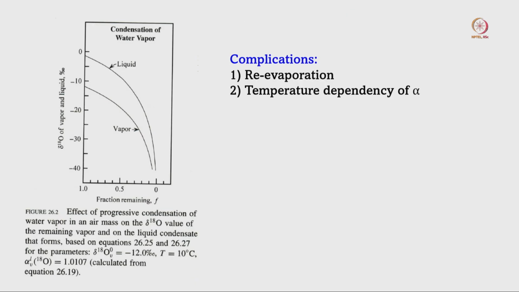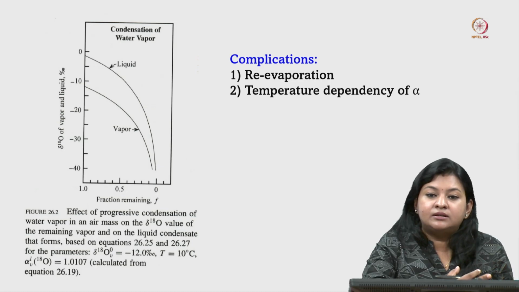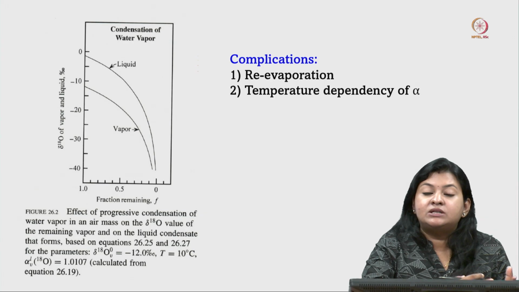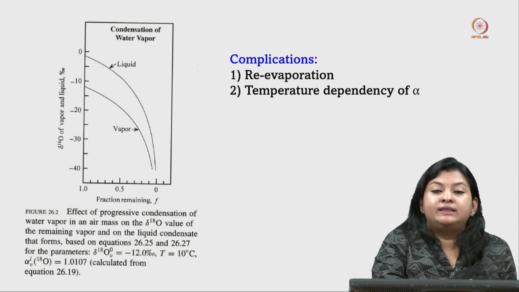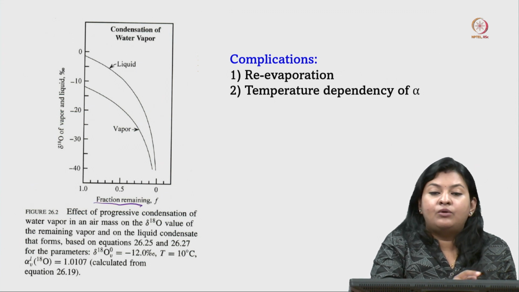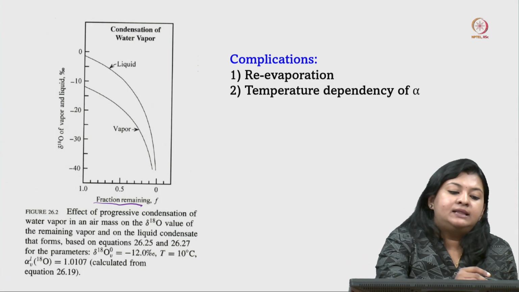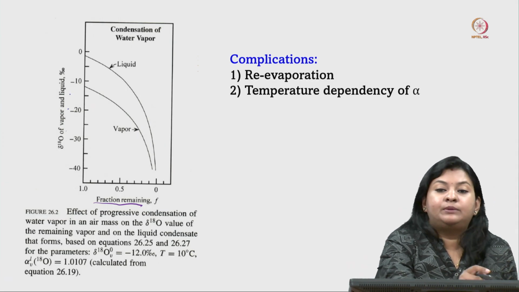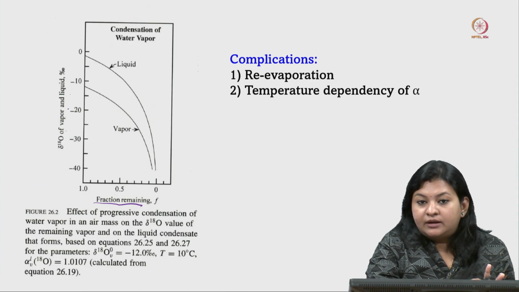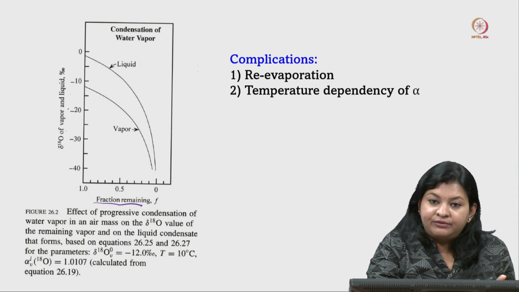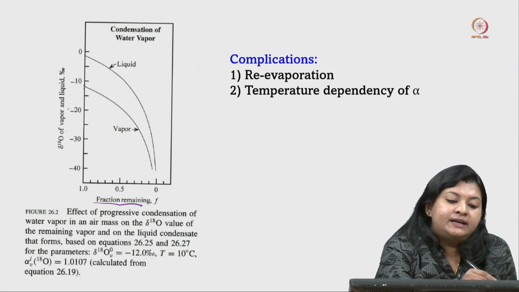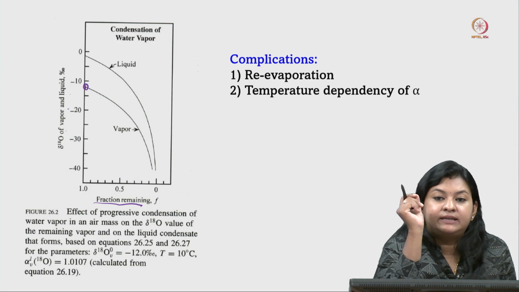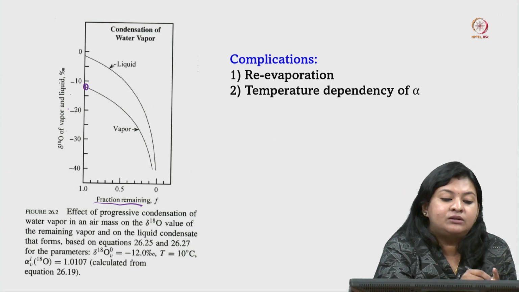And how does it progress when there is continuous rainfall. Okay. So, in this particular figure, we have F on the x axis, that is the fraction of air mass remaining, and the 18O of the vapor and the liquid. Simultaneously we have two lines, one for the vapor phase and one for the liquid phase. So, when the entire vapor is there, 100% of vapor, it is at its most negative, something close to minus 10.